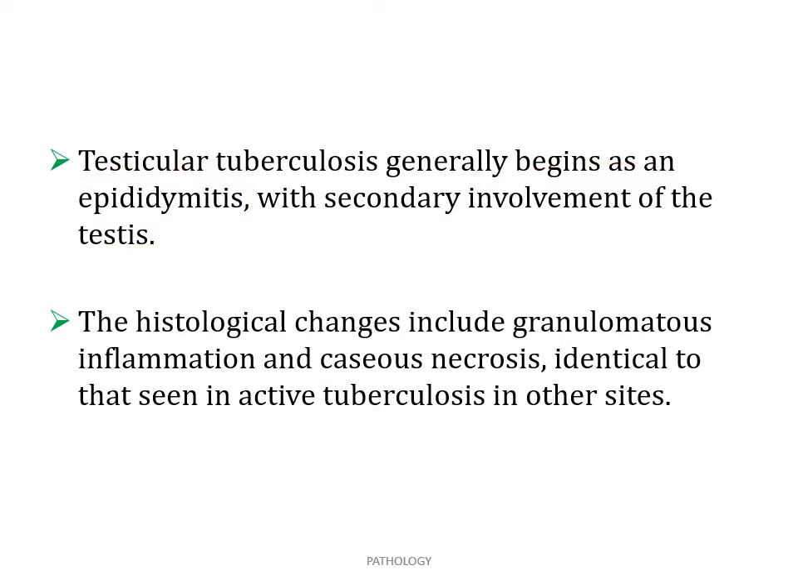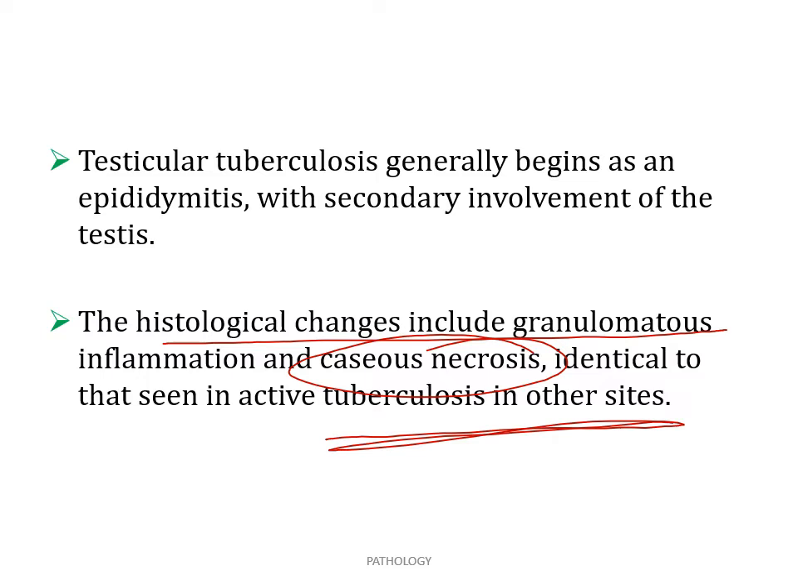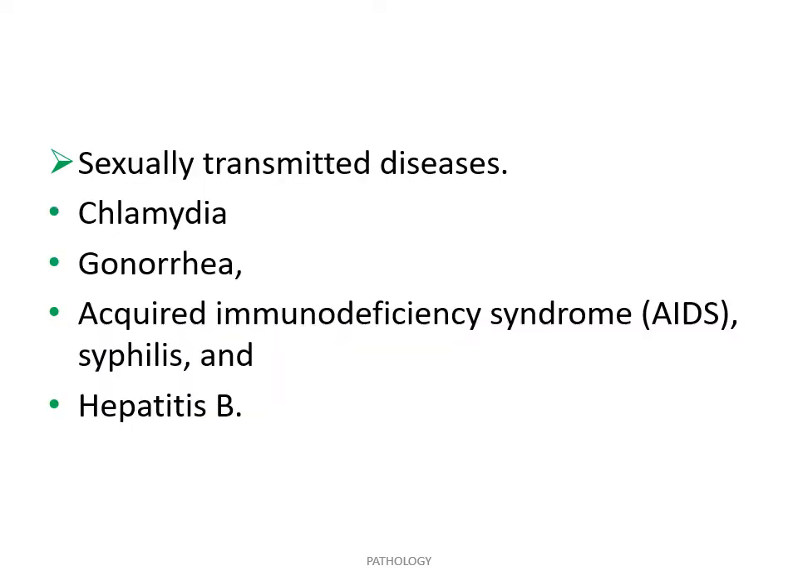So it's very important to be reminded that tuberculosis can also affect the epididymis and the testes. Histological changes include granulomatous inflammation. Of course, granulomatous inflammation is typical for chronic inflammation of Mycobacterium tuberculosis, and this is caseous necrosis, identically seen in active tuberculosis as well as in other sites.